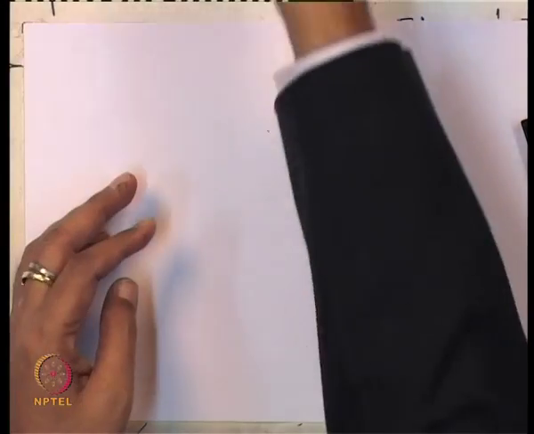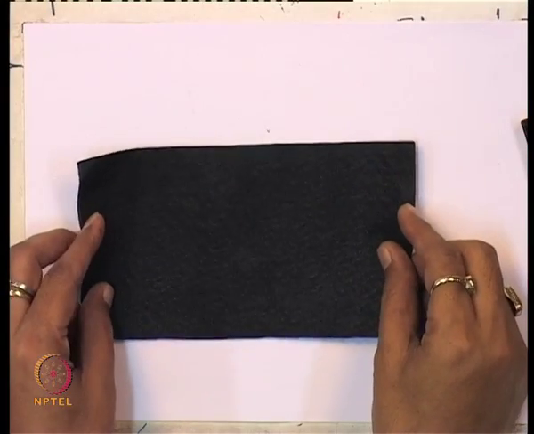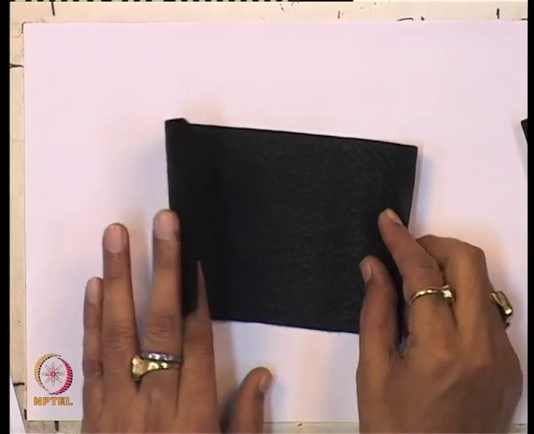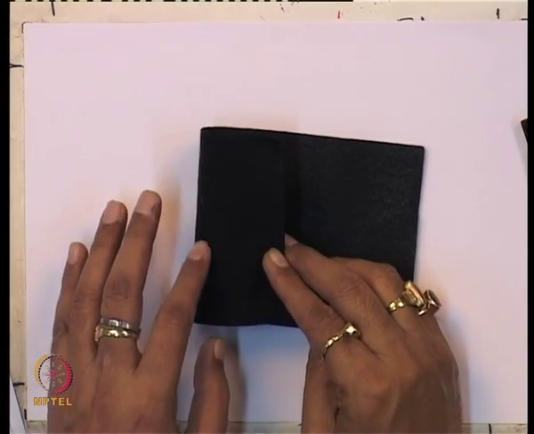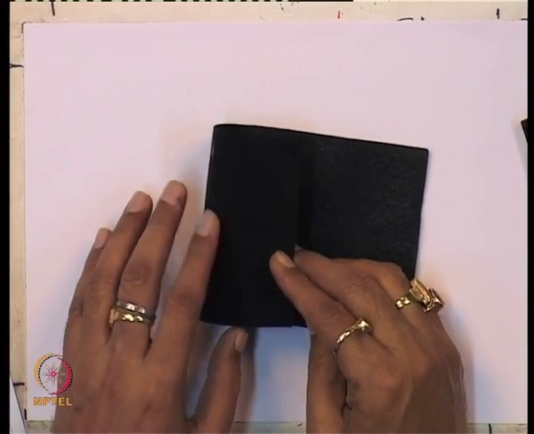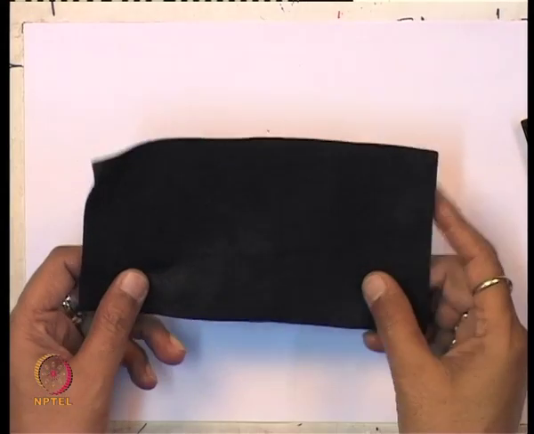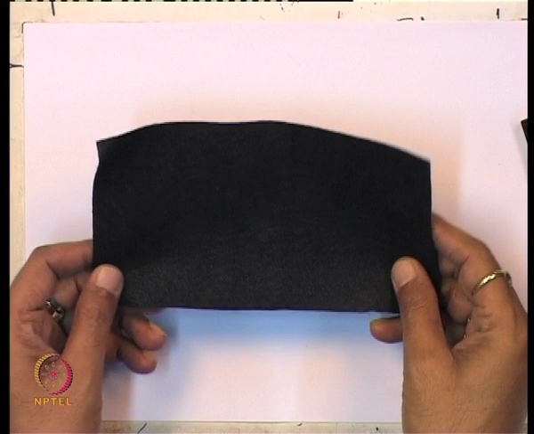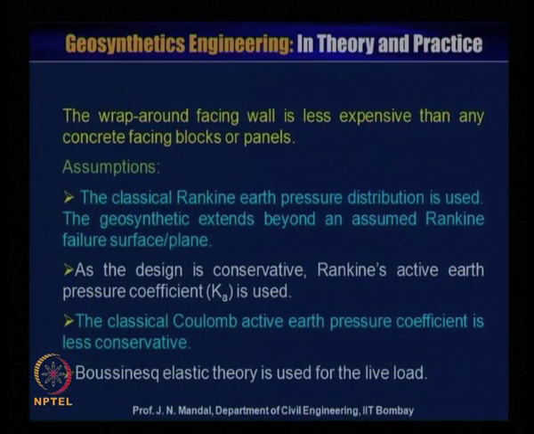We can also use non-woven geotextile material. It is like this, and it can also be wrapped. So we will design this geosynthetic material, whether it is woven or non-woven. We can also use geogrid material as a wrap facing. Wrap around facing wall is less expensive than any concrete facing block or panel.